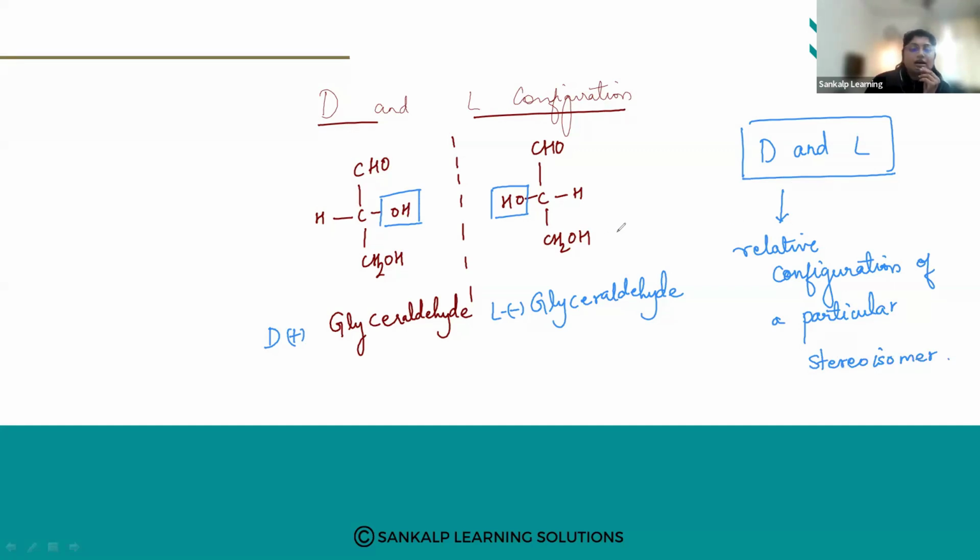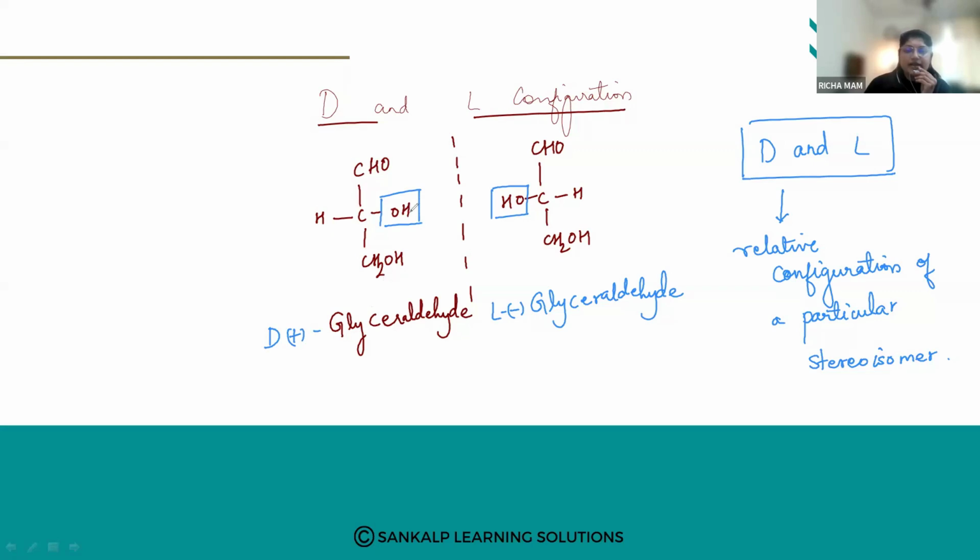So we are seeing the relative configuration. Relative configuration means the relative arrangement of different atoms. We can see the arrangement of different atoms, and this different arrangement can be represented using the capital letters D and L. Now, for assigning these D and L letters, we are going to take a standard. The standard we have taken is glyceraldehyde.